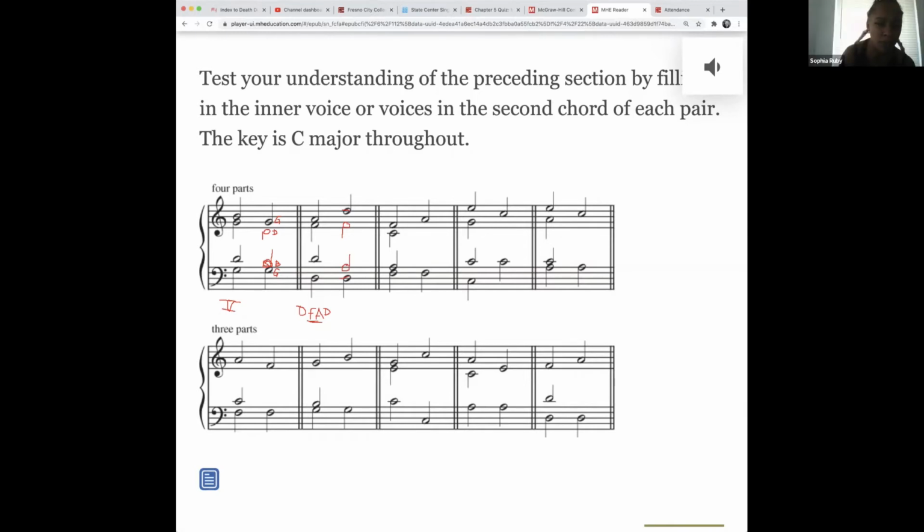We don't have to, I suppose, but then we would have a tripled root and we wouldn't have our fifth. So it's better if you can have all 4 parts. But can't you leave the fifth out? Can you leave the fifth out? We can. I'll play it for you both ways. You see which one you like.